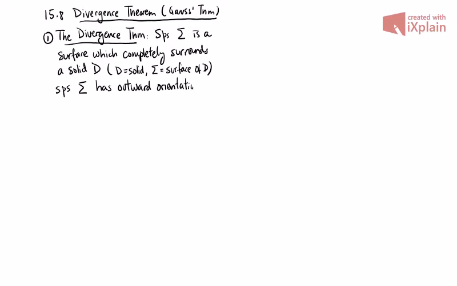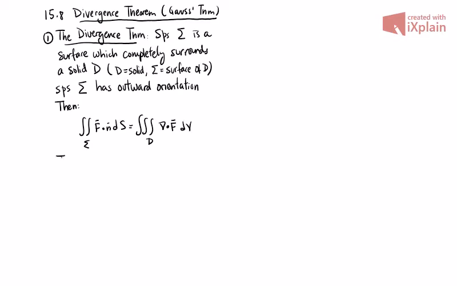So keep in mind that if sigma is the surface of a solid, it wraps around the solid. So there are only two possible orientations here. You can orient out through the surface or in through the surface. So then what the divergence theorem says is the surface integral of a vector field, F dot n dS, is equal to the triple integral over D of the divergence of F dV.